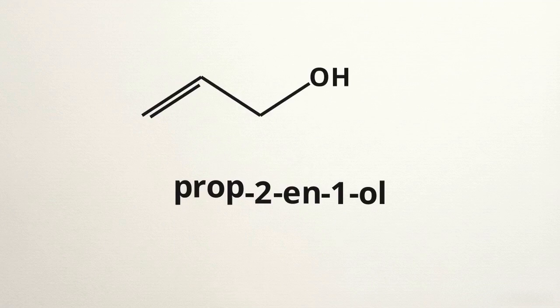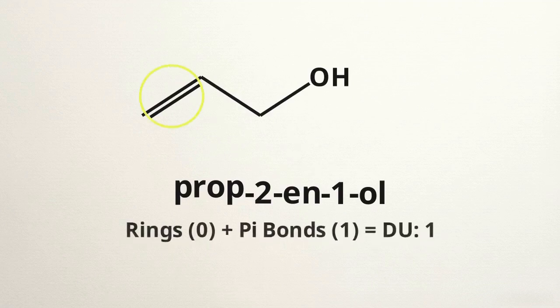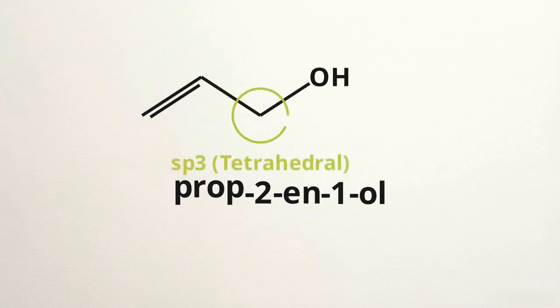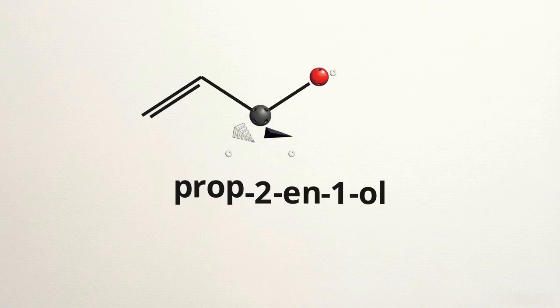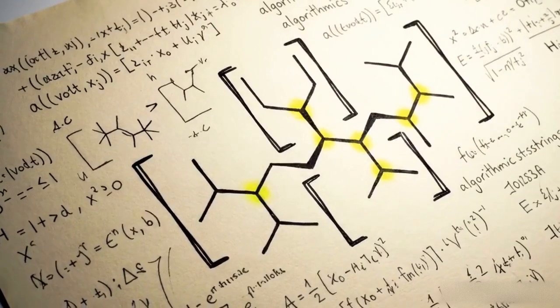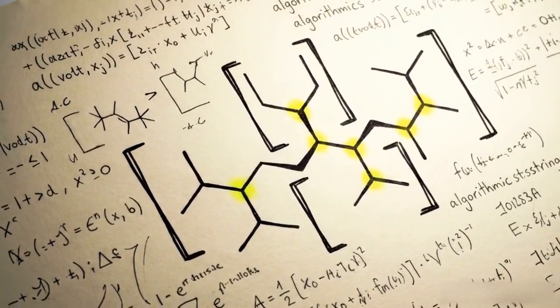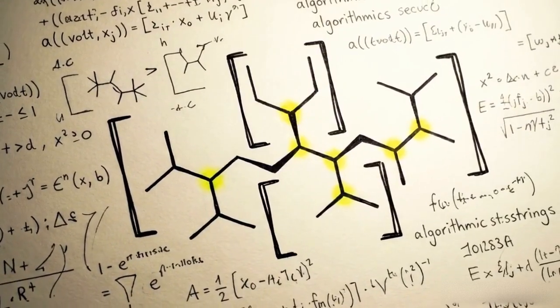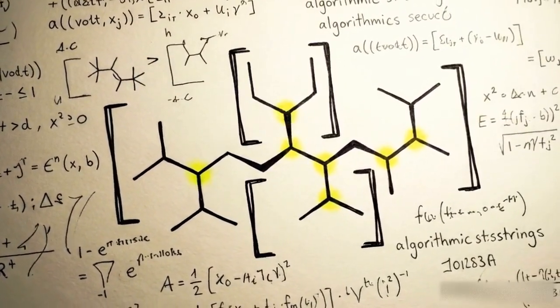Syntax locked, we map physical properties. The molecule has 1 double bond and 0 rings. Its degree of unsaturation is 1. The double bond carbons use sp2 hybridization, remaining planar. The carbon bonded to oxygen uses sigma bonds, forcing an sp3 tetrahedral geometry. The system functions as a deterministic algorithm. It translates complex molecular architecture into an absolute, verifiable structure, remaining strictly consistent across the global scientific community.